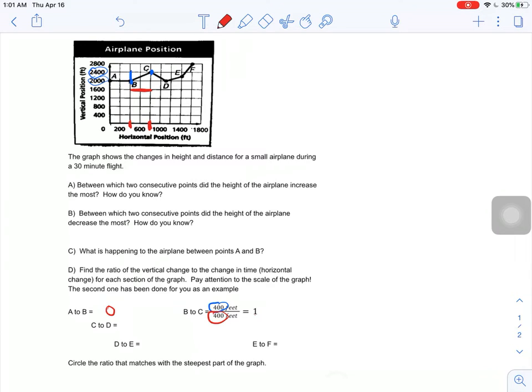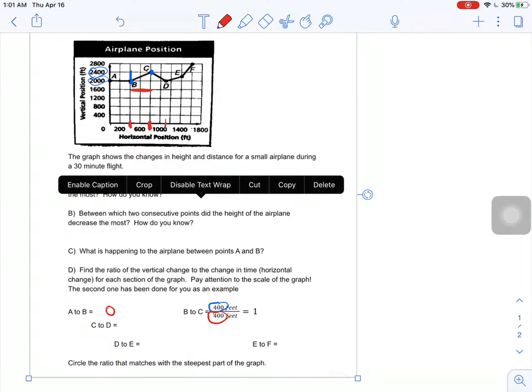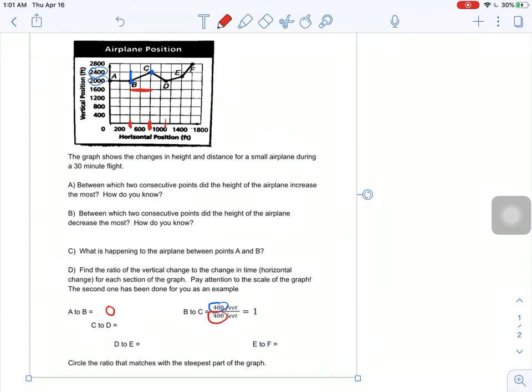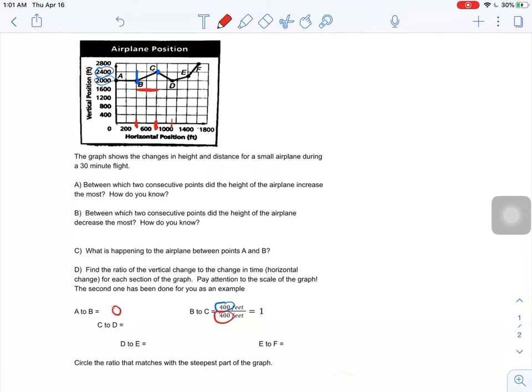From C to D, that one you had to be a little bit careful with because D was kind of in the middle here. So you had to think carefully about what that was. That basically went from 800 to 1,100. So that's a change of 300. That one was a final answer of 2 over 3 if you reduce it.